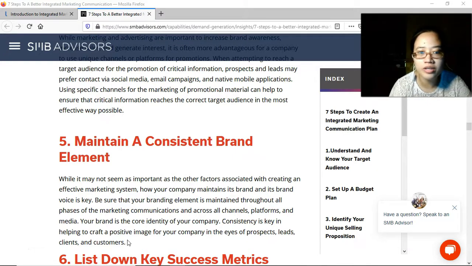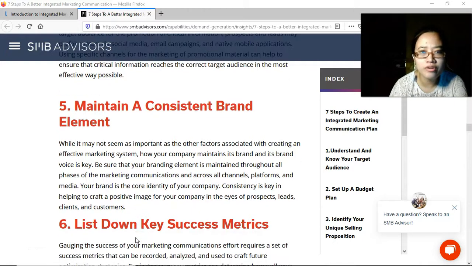Consistency is key in helping to craft a positive image for your company in the eyes of prospects, leads, clients, and customers. So for example, you have your factory saying that they want to protect the environment as well, that they are concerned with climate change as well, and how pollution is affecting the environment essentially. And yet you find some of these factories or some of these manufacturers not properly disposing their waste, or I think there was one company that caused an oil spill, and so, talagang ginastosan yung paglilinis ng shoreline.